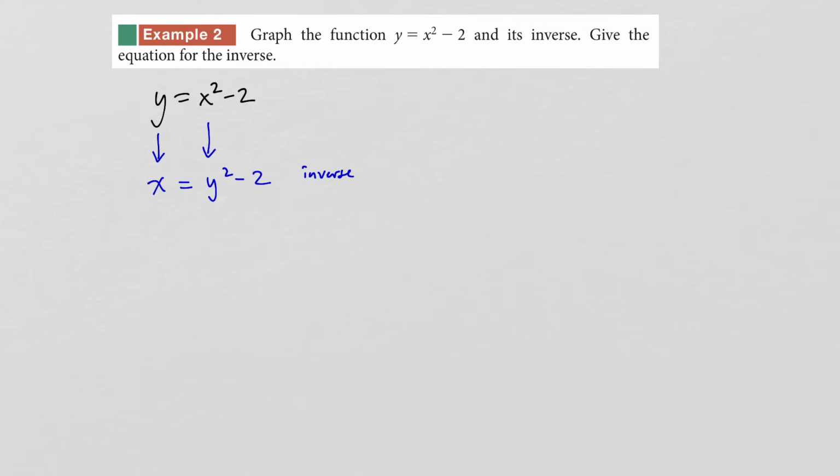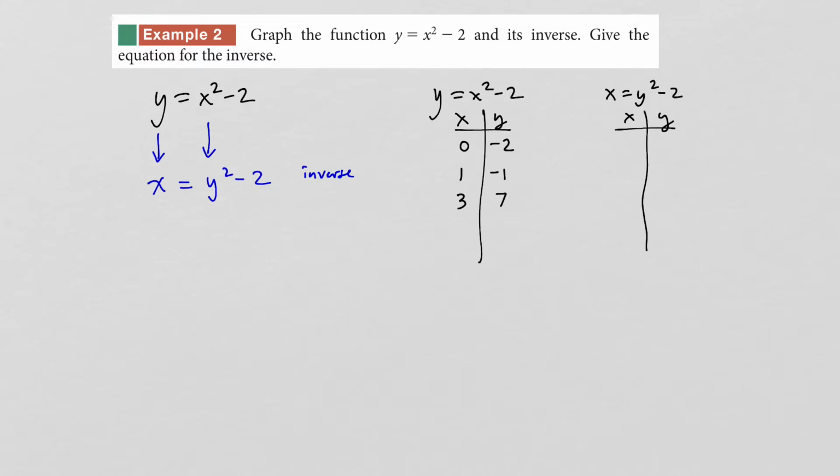Now, solving for y here is a little bit tricky because you have a square. It can be done, and I'll talk about that in just a minute. But I want you to notice what happens to a table of values with these two equations. So here I have the first equation, and I have chosen 3 values of x randomly. If I plug in x equals 0, we get y equals negative 2. If I plug in x equals 1, we get y is negative 1. And if x is 3, we get y is 7. In the other equation, look what happens here.